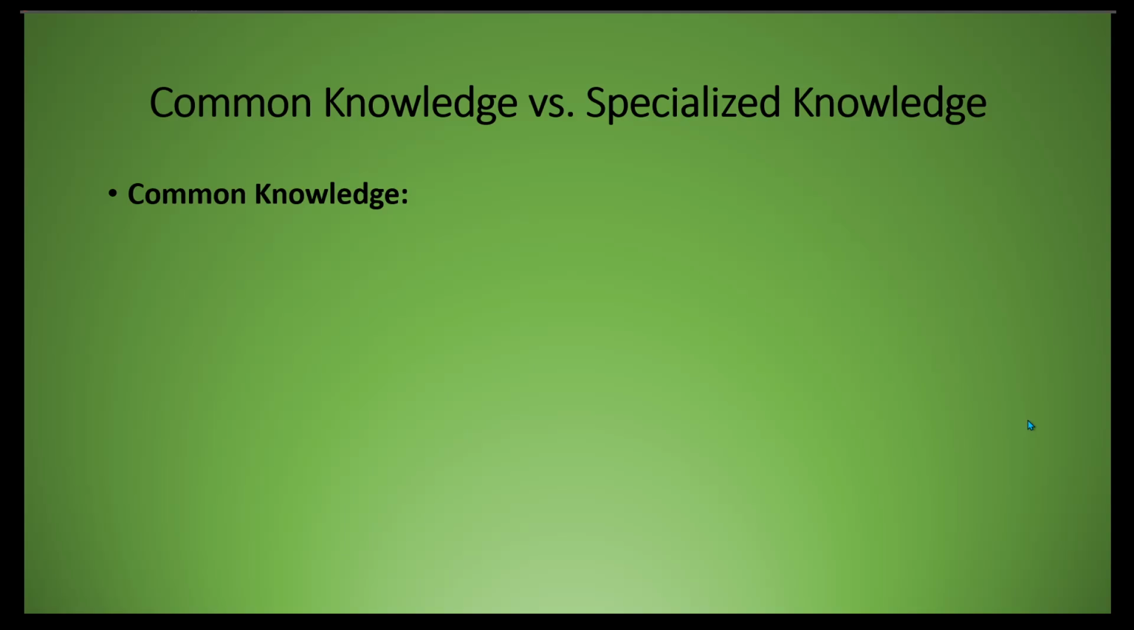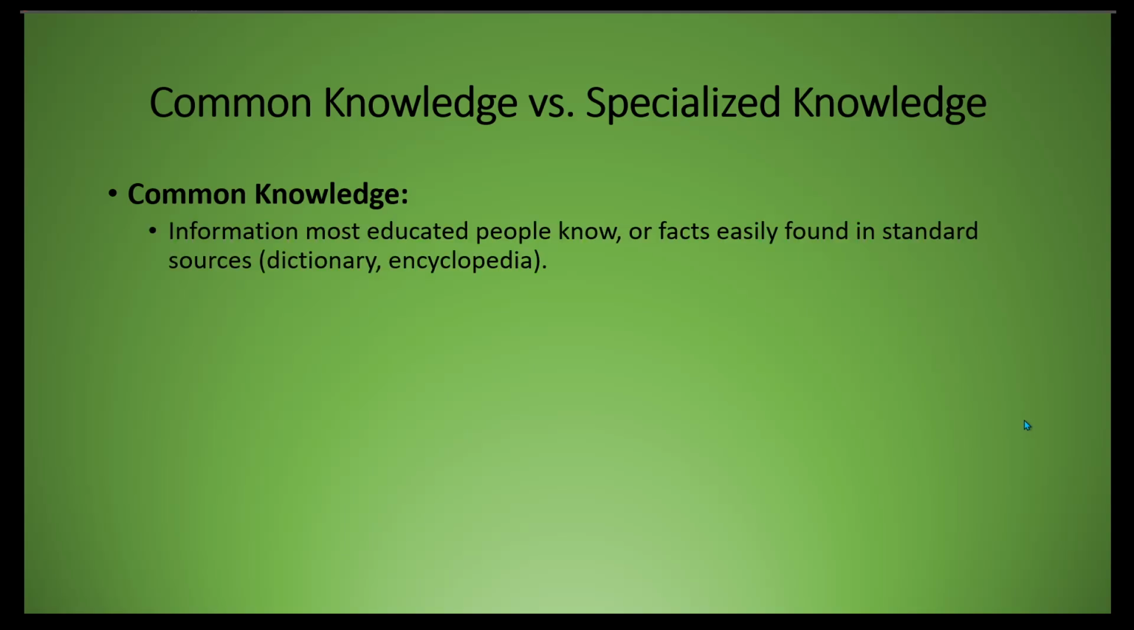Well, common knowledge is information that most educated people know, or facts easily found in a standard source. Now, what most educated people know can be hard to assume, but if you are doing research that everyone in your major will know, because this is very fundamental, but people outside of your major won't know, you need to consider who's going to be reading your piece of work or listening to your presentation.